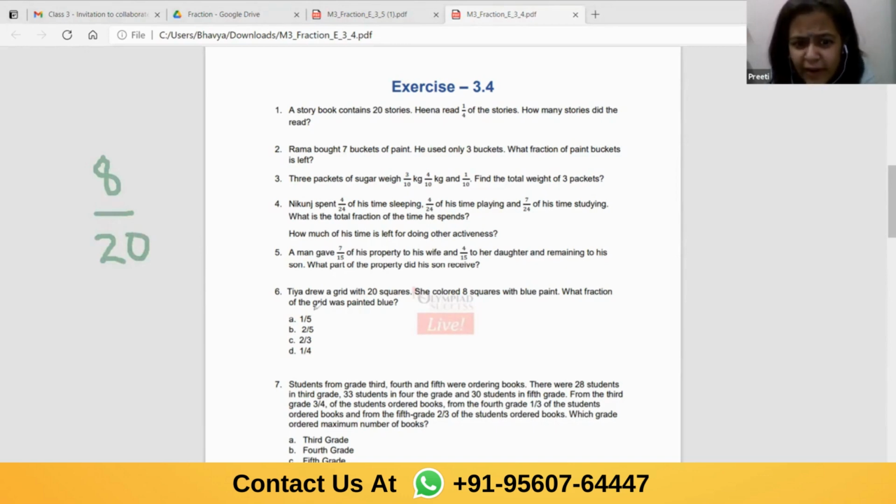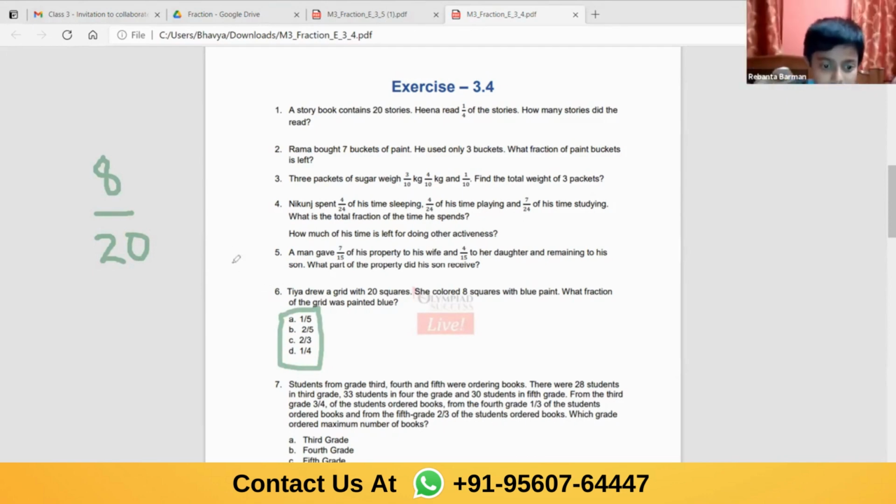Okay, now how to find out the answer out of these 4 options? Is that what is the confusion? Yes. Can you reduce it further? Do they come in any common table? Tell me. 8 and 20, do they come in any same table? They come in 4 table.